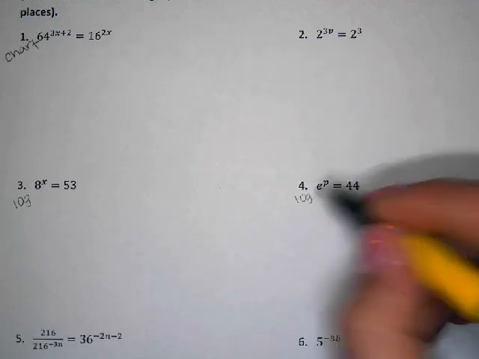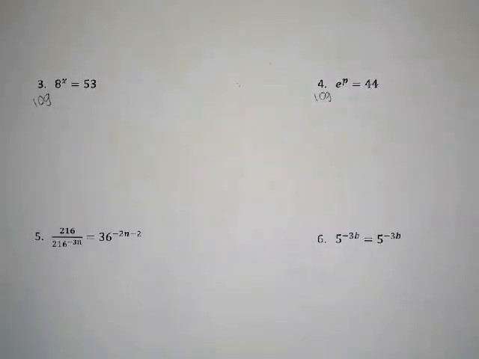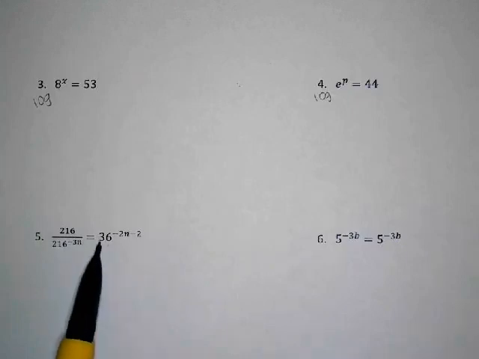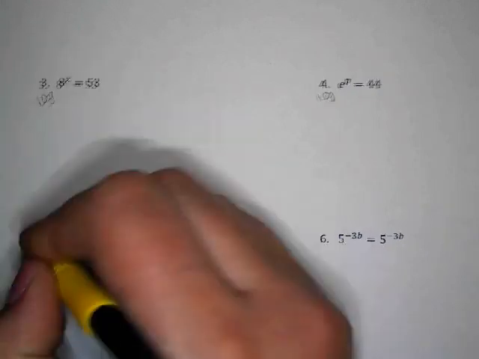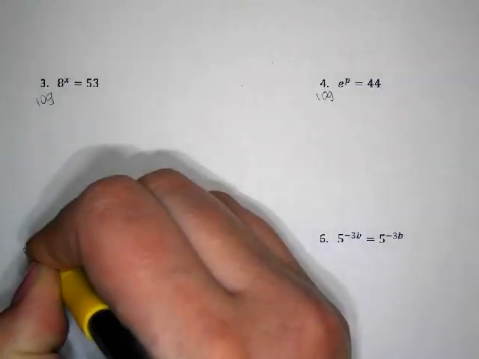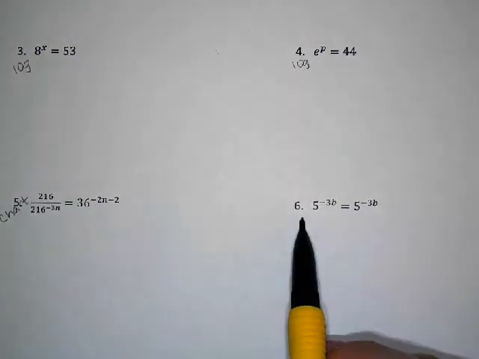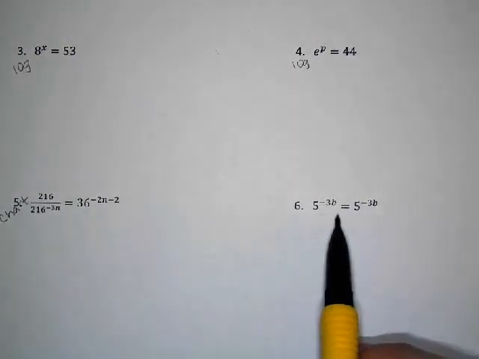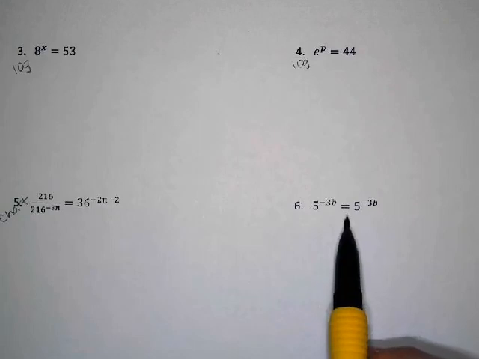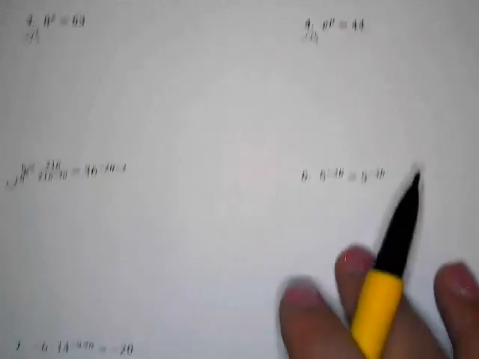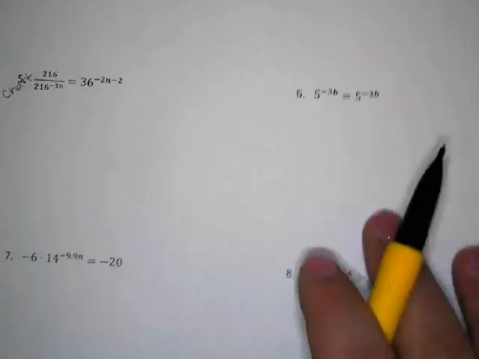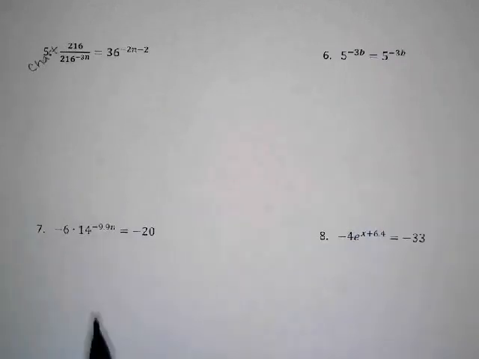Number 5. 216, 216, 36. Chart or logs? Chart. Number 6. No chart or log. You got 2 bases of 5. Just cancel them out. Okay. Number 7. Chart or logs? Logs.